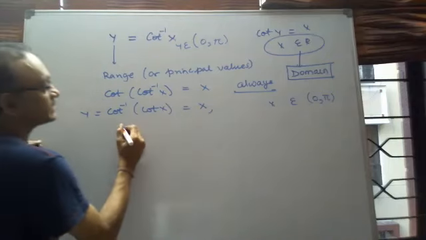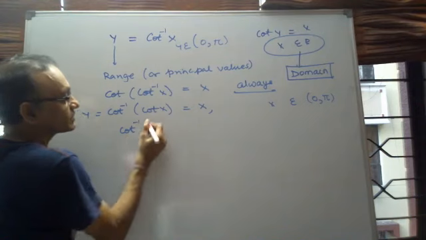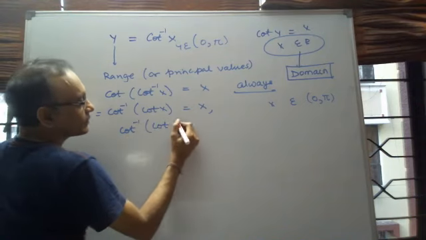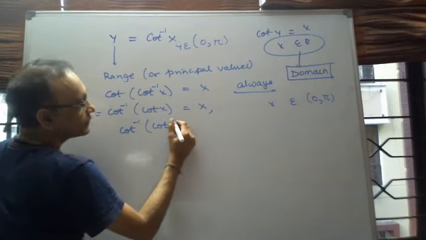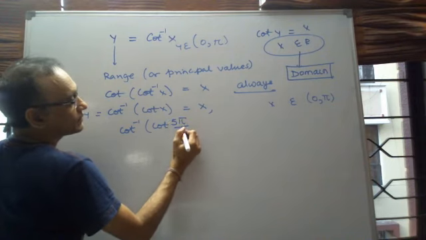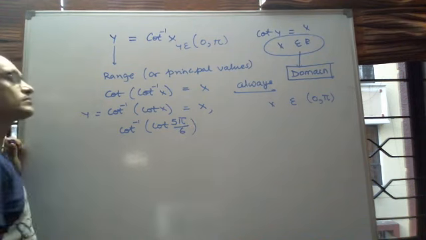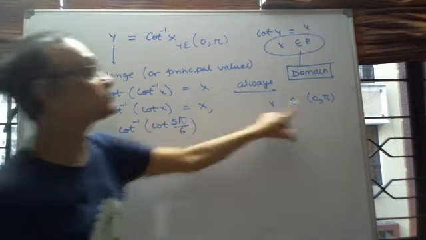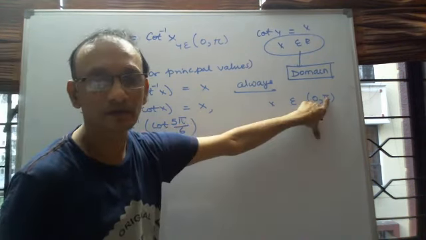So if I said cot inverse cot, say pi by 6. Now look at this, 5 pi by 6 belongs to this interval. Obviously.